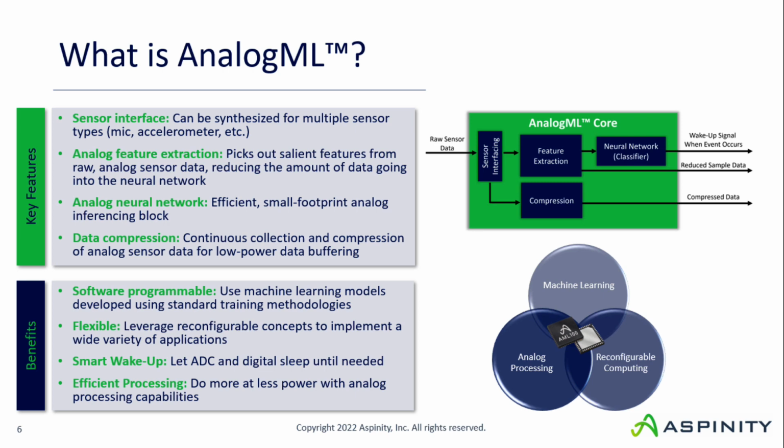So AnalogML takes inspiration from analog signal processing, machine learning, and reconfigurable computing. Everything in this analog technique is software controlled. And so we can use software to define and control analog circuits to perform functions like sensor interfacing, feature extraction to pull out the salient information from signals, classification and event detection with a neural net, and even analog data compression of incoming signals so that we can store a history of that signal for later use if needed.